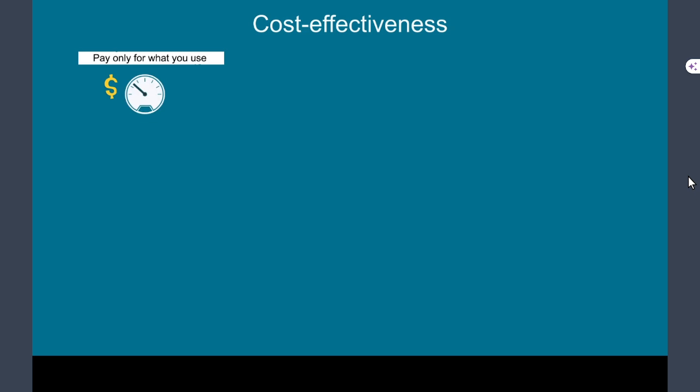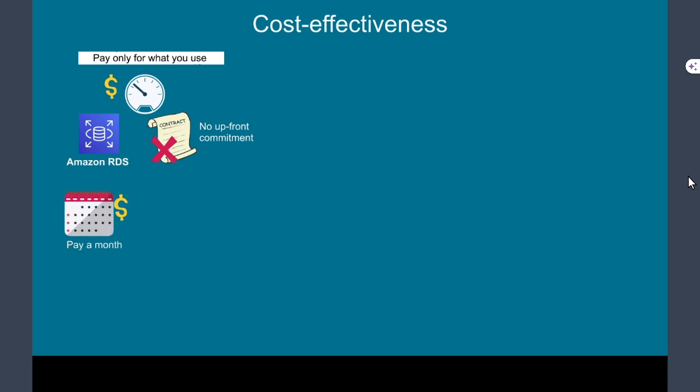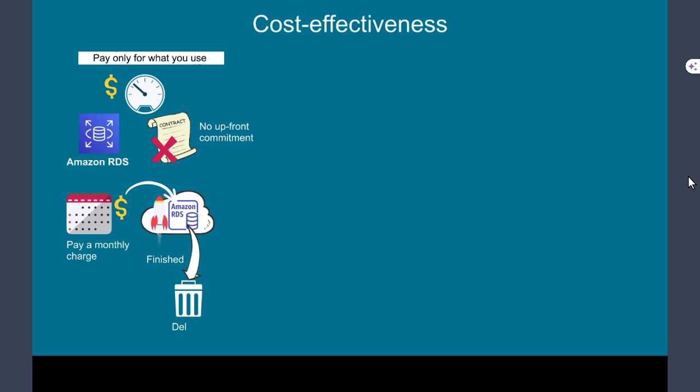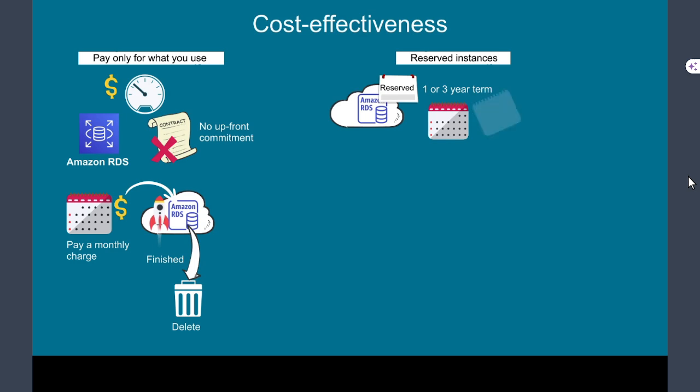Here are the key features related to cost effectiveness. Pay only for what you use. There is no upfront commitment with Amazon RDS. You simply pay a monthly charge for each database instance that you launch. When you're finished with a database instance, you can easily delete it. Reserved instances. Amazon RDS reserved instances give you the option to reserve a DB instance for a 1 or 3 year term, and in turn receive a significant discount compared to the on-demand instance pricing for the DB instance.